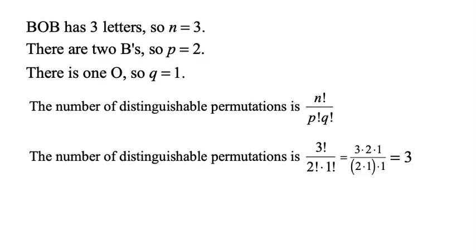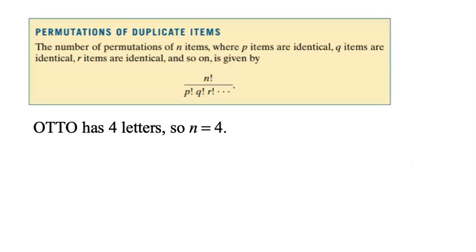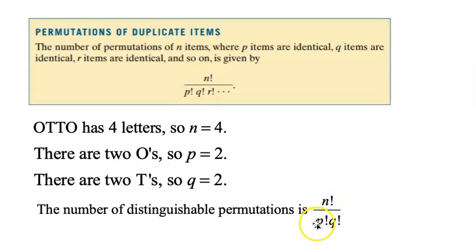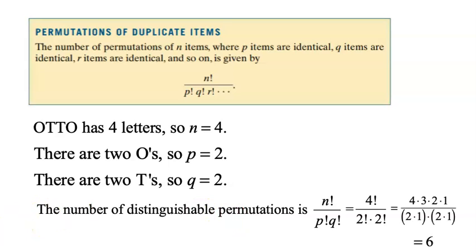Now we also need our number of distinguishable permutations for Otto. So Otto has 4 letters and N is 4. The number on top will be 4 factorial. 2 O's, 2 factorial downstairs. 2 T's, 2 factorial downstairs. So N factorial over P factorial, Q factorial if there's just 2 letters. So 4 factorial over 2 factorial, 2 factorial. 4, 3, 2, 1, 24 on top, 2, 1, 2, 1, 4 on the bottom. And I just get 6, which is again what we saw. We had 6 ways we could shuffle up Otto, 3 ways we could shuffle up Bob. Those are the number of distinguishable permutations, permutations of duplicate items.